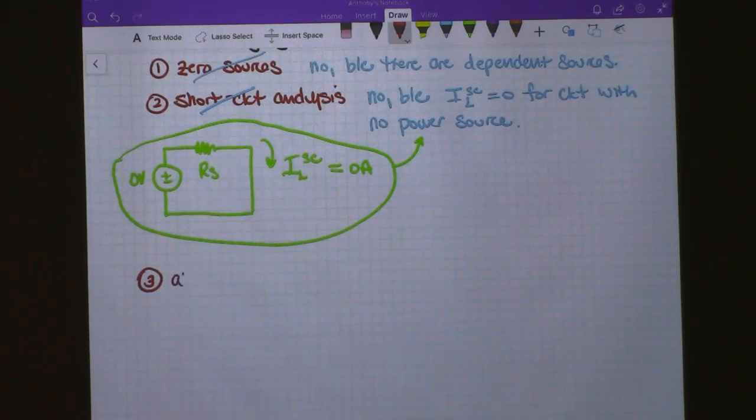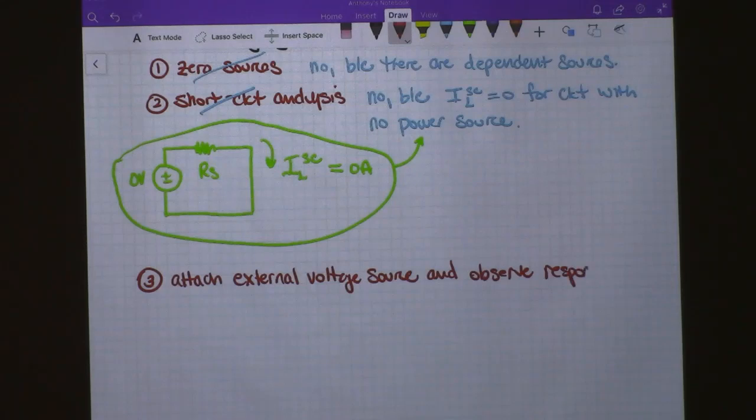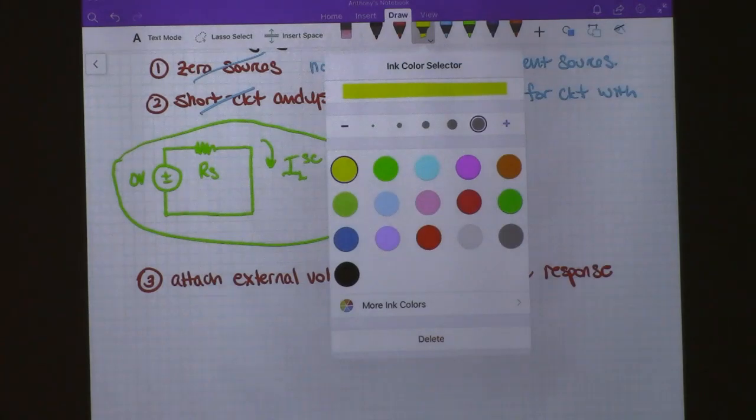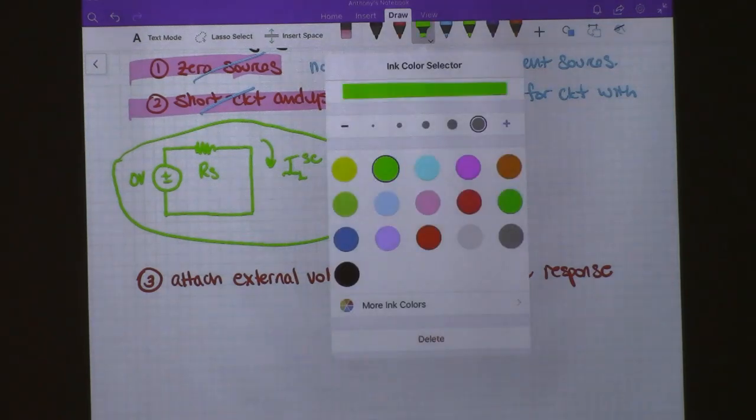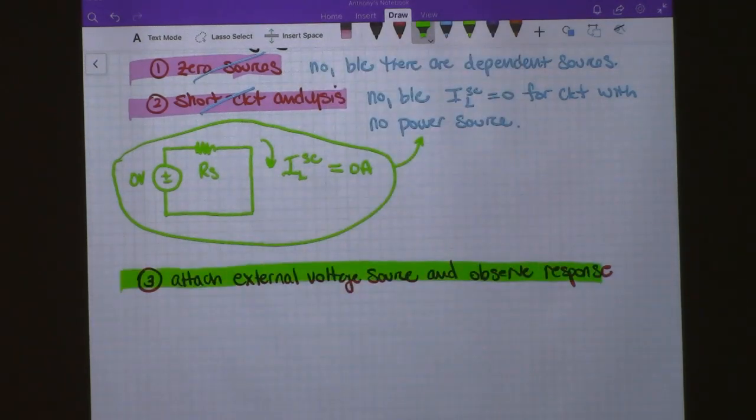So these two, this does not work, this does not work, this one, green, will work. All right, so why will this work?